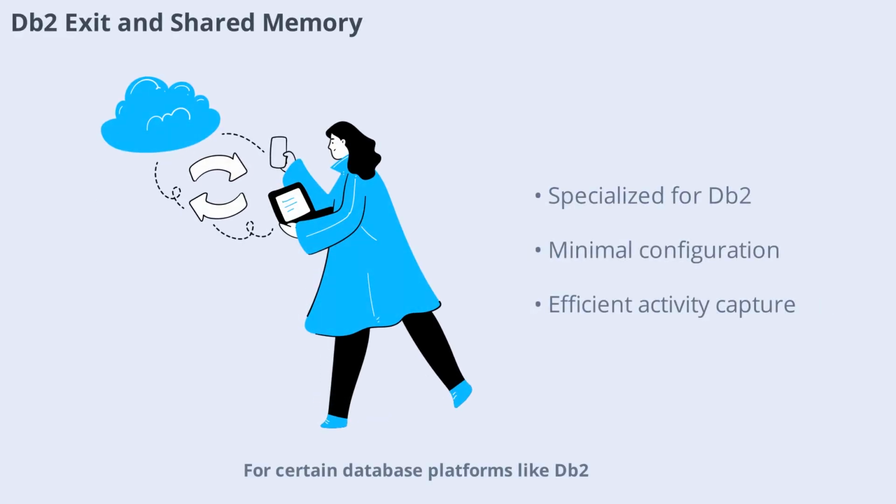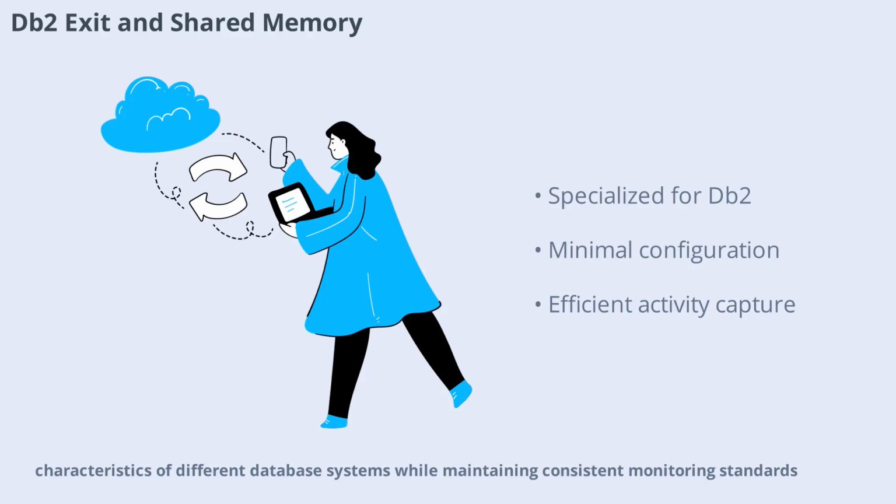For certain database platforms like DB2, Guardium offers specialized integration through the DB2 exit module. This module is installed directly on the DBMS and requires minimal configuration. It leverages shared memory and network layers to capture and analyze database activity efficiently. This approach ensures that Guardium can adapt to the unique characteristics of different database systems while maintaining consistent monitoring standards.